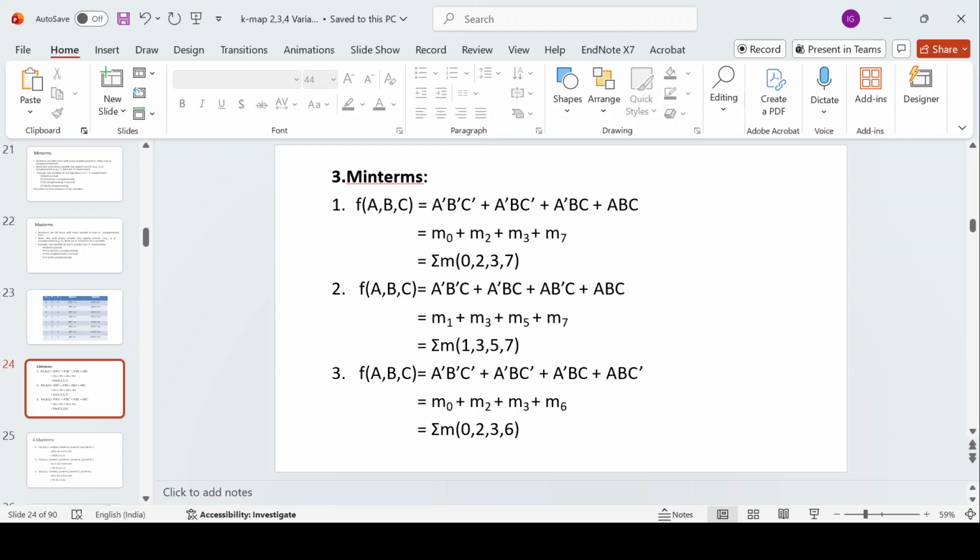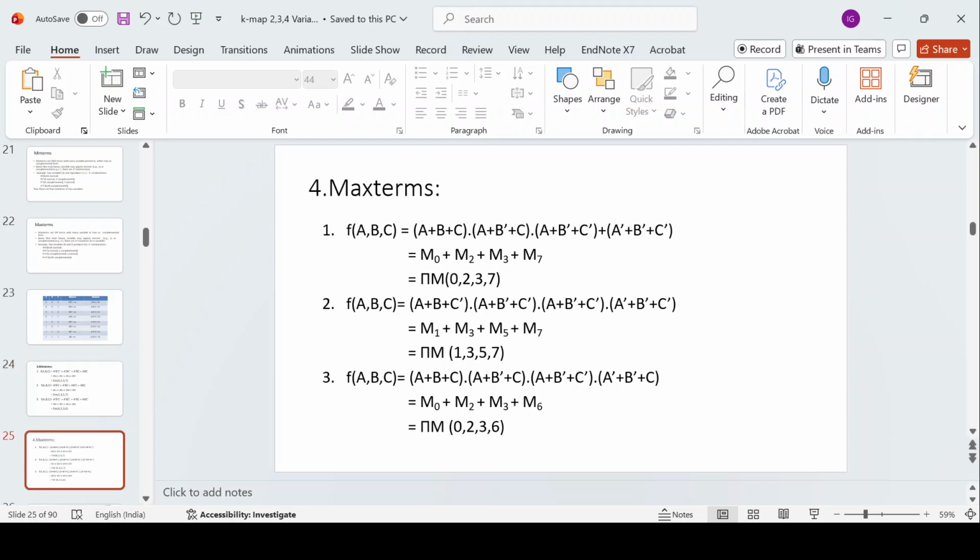So finally we can summarize that with the help of summation. Why we have used summation here is that for representing the min term we should use a summation. For representing the max term, we should use a pi. So summation m equal to 0, 2, 3, 7. In this way, we can convert the given terms into numbers.